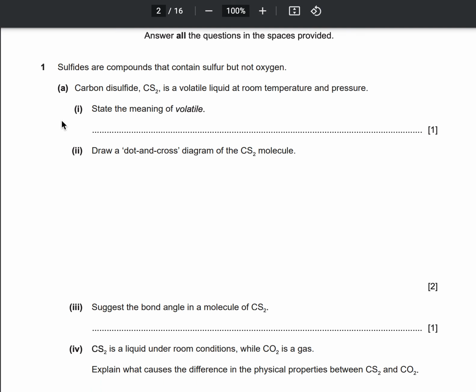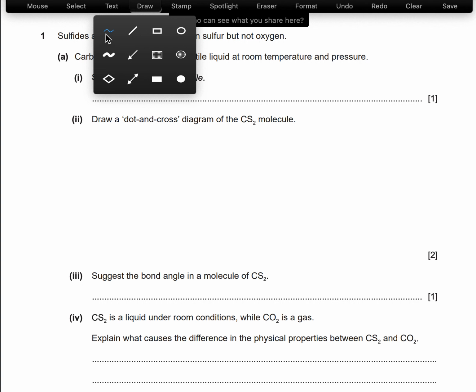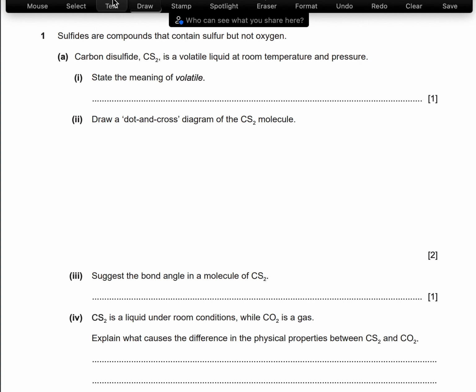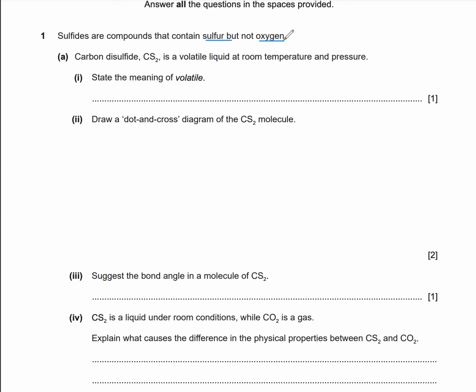Okay, so the first question says sulfides are compounds that contain sulfur but not oxygen. Okay, they've stated that, so we don't need to put much thought into it. Carbon disulfide, which is CS2, is a volatile liquid at room temperature and pressure. Now we need to know what is the meaning of volatile. Volatile means any substance which can be easily evaporated.